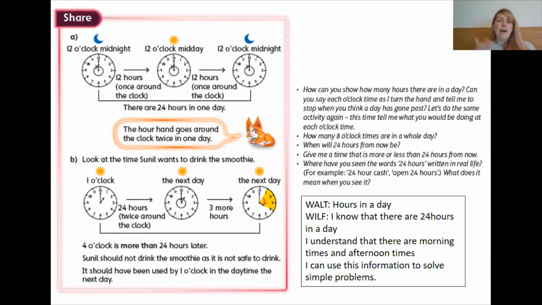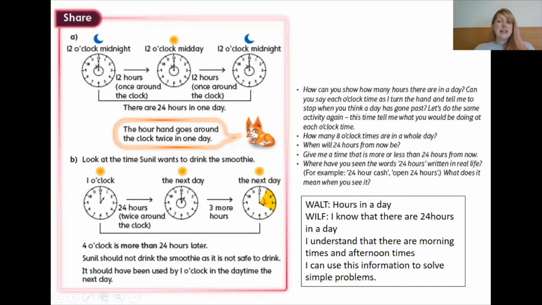Now, if the hour hand goes around twice, I wonder how many 8 o'clock times there are in a whole day. And I wonder, when will be 24 hours from now? Could you give me a time that is more or less than 24 hours from now? And finally, have you ever seen the words 24 hours in real life? It's got some examples here: 24-hour cash, open 24 hours, open 24/7. What does that mean?